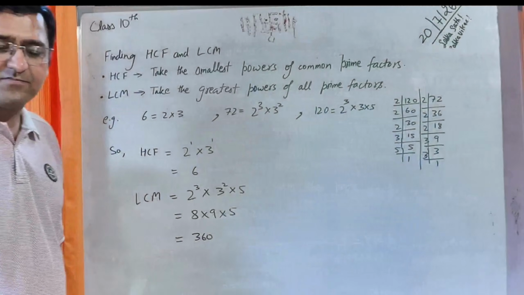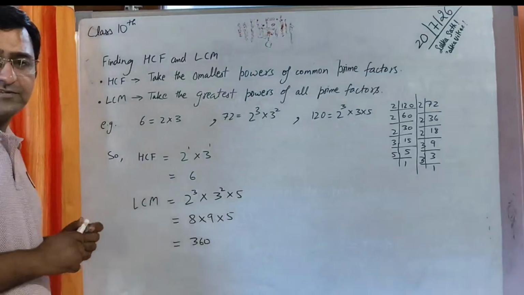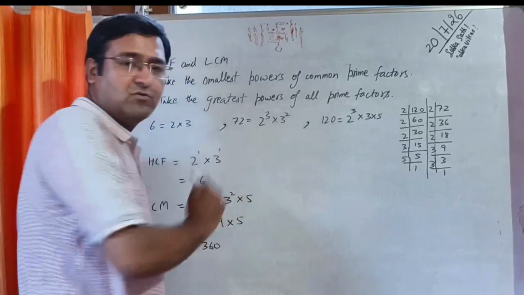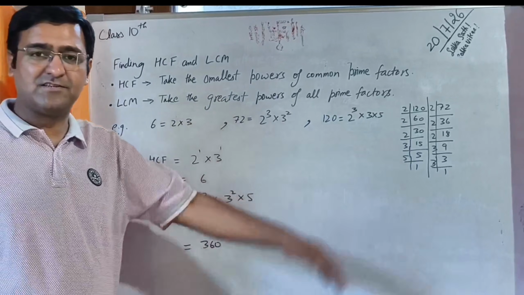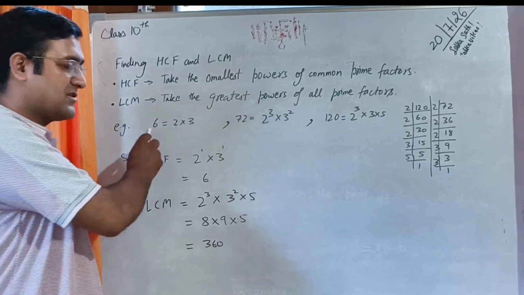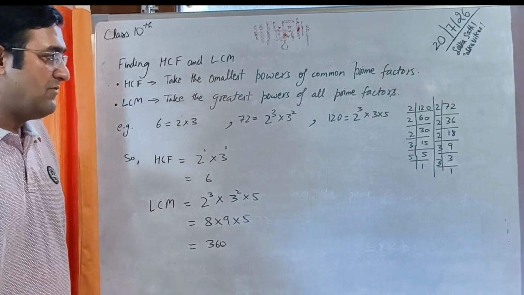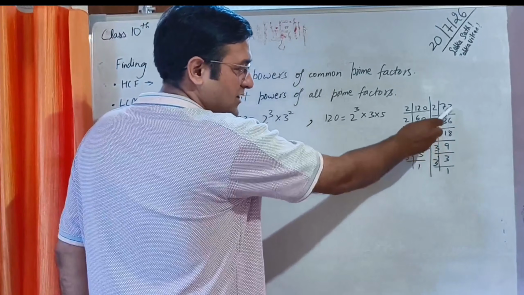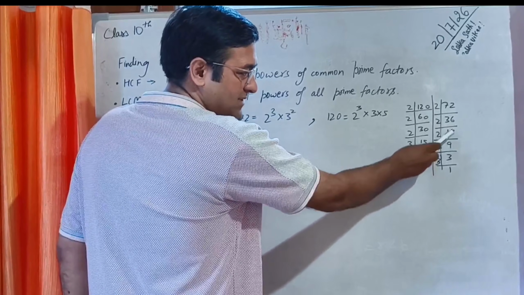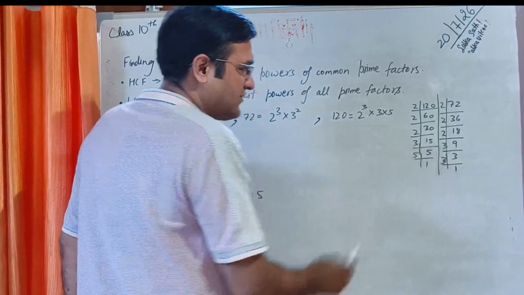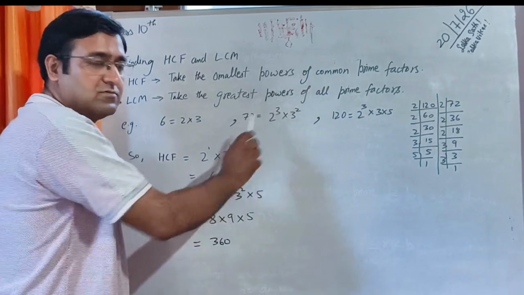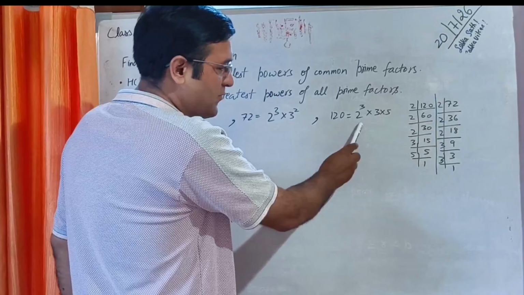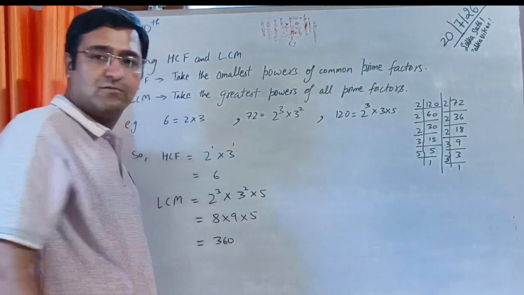So let's understand this with the help of an example. Let's take the first example in which we are taking three numbers, 6, 72 and 120. So we are going to find HCF and LCM of these three numbers. Prime factors of 6 are 2 into 3. Prime factors of 72 are, you can see I have calculated it here, 2 into 36, 2 into 18, 2 9s are 18, 3 3s are 9, 3 1s are 3. So we've got 2 cube into 3 square. Similarly, prime factors of 120 would be 2 cube into 3 into 5.